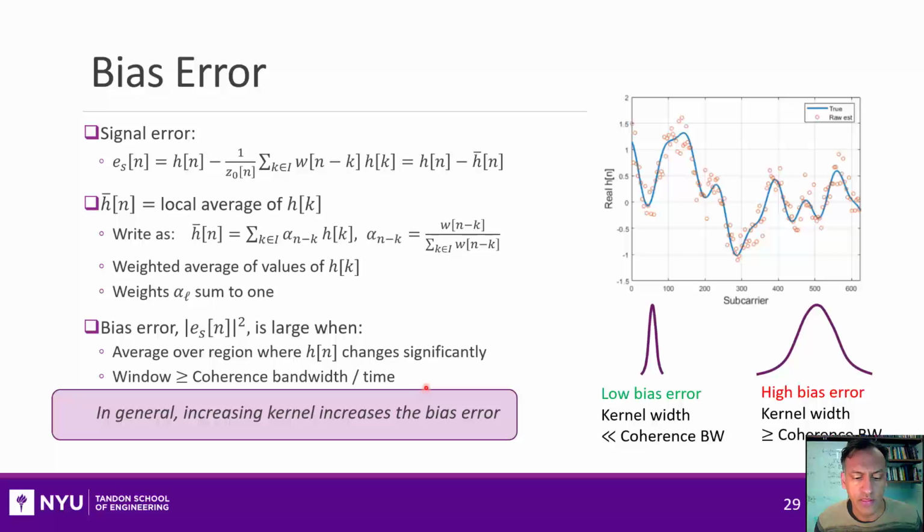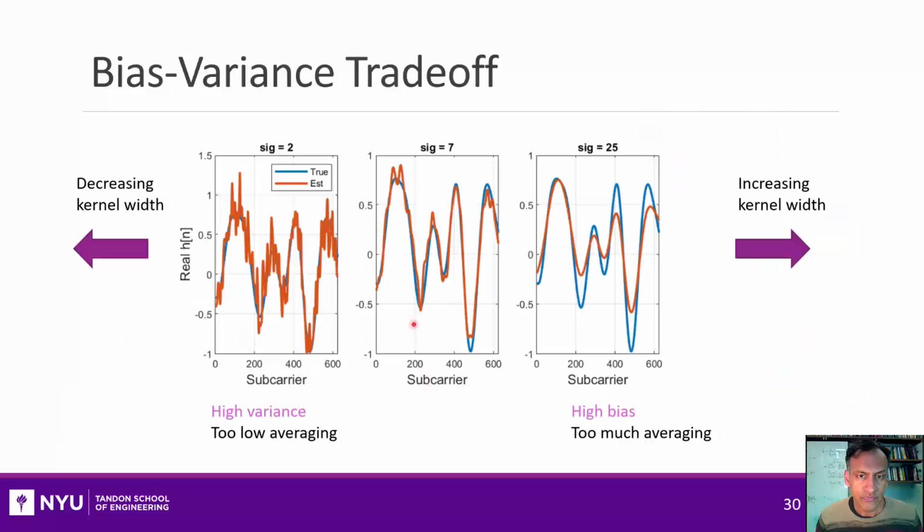So the upshot of this is that if you want the bias error to be small, you want the kernel width to be very small. Or in other words, increasing the kernel size will increase the bias error. And here we can see that there's a trade-off.